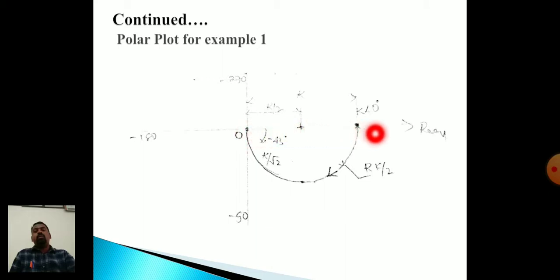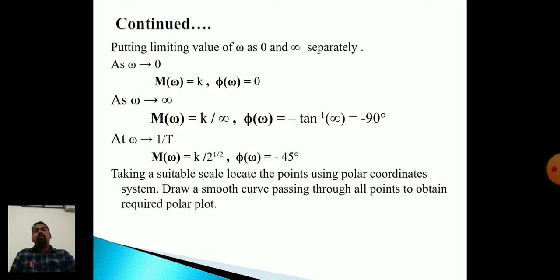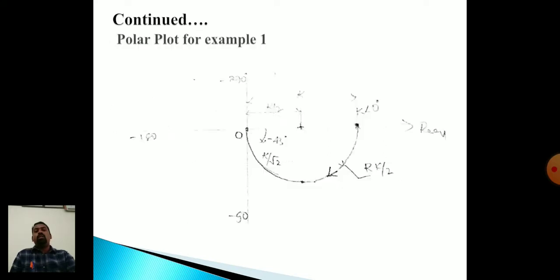So omega equal to 0, what is the value? See here, omega is 0, M omega is k, phi omega is 0. M omega is the magnitude ratio, that is the radius, and phi omega is theta. So here theta is 0 degree. What about M omega? That is k, shown here, from here to here with a radius of k. Okay, that is the first point.